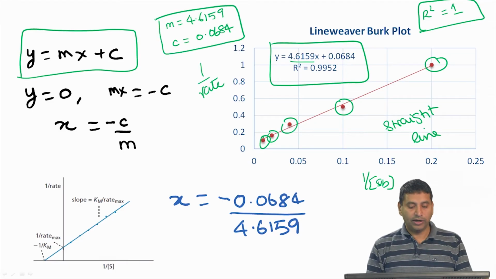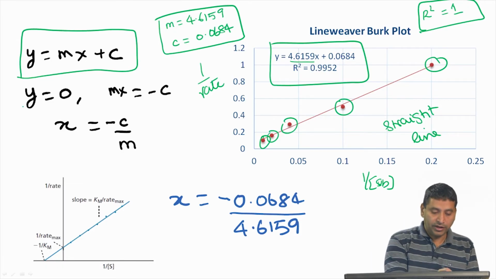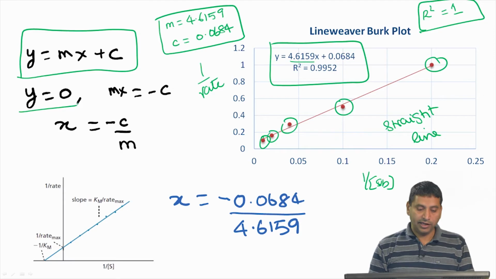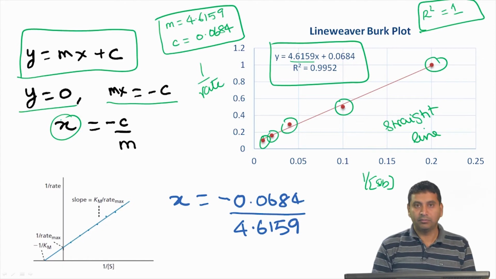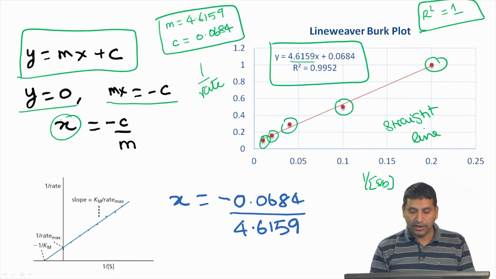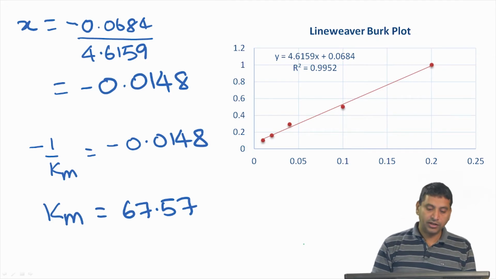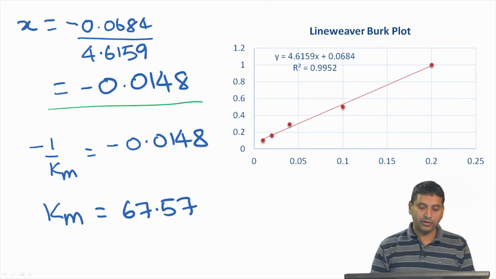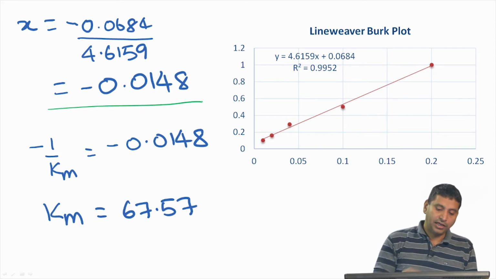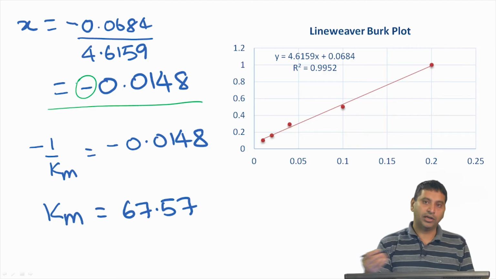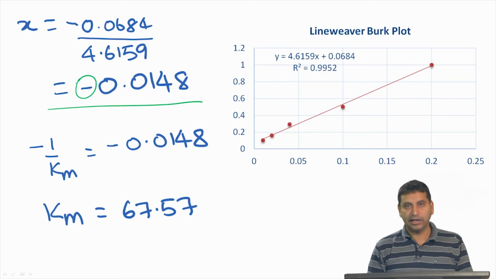Okay. So, when y equals 0, then mx becomes minus c. So, x turns out to be minus c divided by m. If you take c as the number from here and divide that by 4.6159, which is m, then you get the value of x when y equals 0. This number turns out to be minus 0.0148. And this negative number comes because it is going to intercept at the negative part of the x axis.